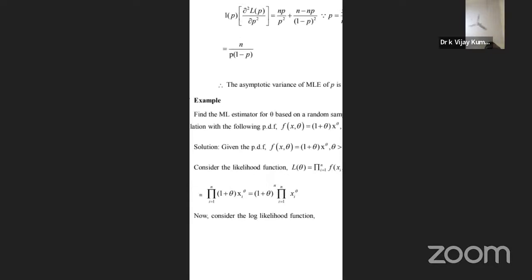So the next problem we are taking here: find the ML estimator for theta based on a random sample of n observations drawn from a population following the probability density function f of x, theta equal to (1 plus theta) x power theta, where theta is greater than 0 and theta is less than x less than 1. Consider the likelihood function L of theta, the product for i equal to 1 to n of f of x, theta, which is the product of (1 plus theta) xi power theta. Here we bring the constant out in front, so it is (1 plus theta) power n times the product of xi power theta.